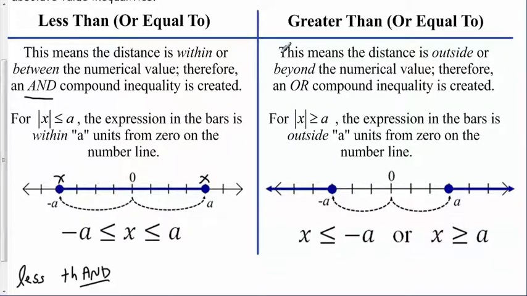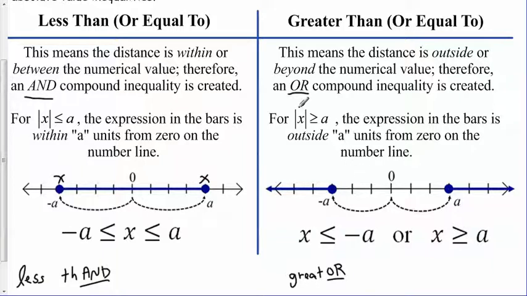Your x is between the positive and negative of the expression. When dealing with a greater than or equal to, that means your distance is outside or beyond the numerical values. And so you're going to have an or compound inequality. So just like before, we have to realize when we're dealing with greater than, that tells us we create an or compound inequality.